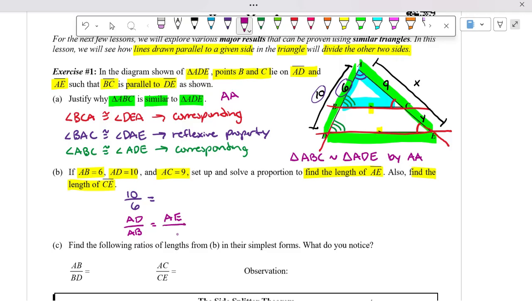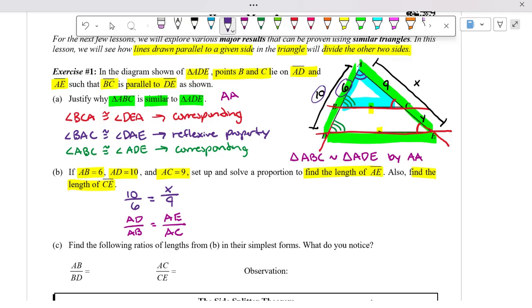All right? And it's going to be over AC. So, based off of that, how do I set up my second proportion, using the side lengths now? What's the placeholder for AE? X. X over what? 9. So, right there is my proportion.